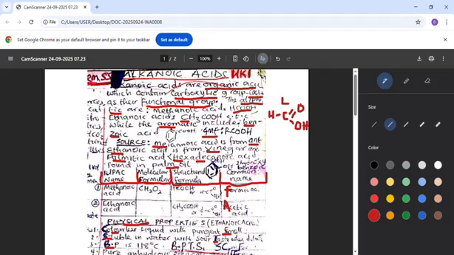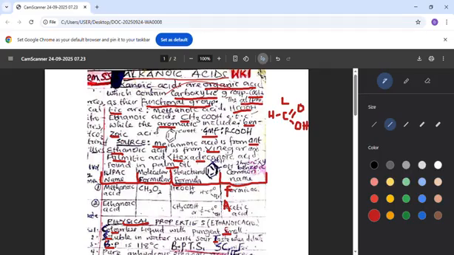Then this alkanoic acid contains the carboxylic group, that's COOH. This carboxylic group is known as the functional group. That means anywhere you see alkanoic acid, you'll be seeing COOH. So that is the functional group, just like a badge, a logo.